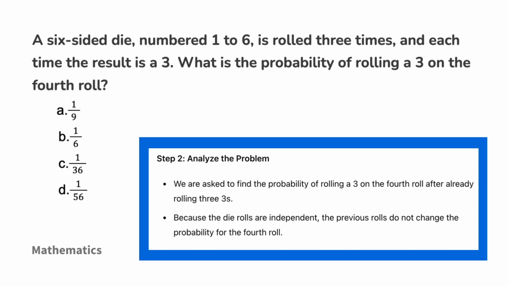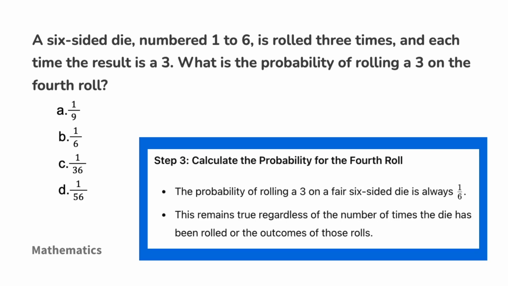So we need to calculate the probability for the fourth roll now. And keep in mind that the probability of rolling a 3 on a fair 6-sided die is always going to be 1 out of 6. And this remains true regardless of the amount of times the die has been rolled in the past, or the outcomes from the past.